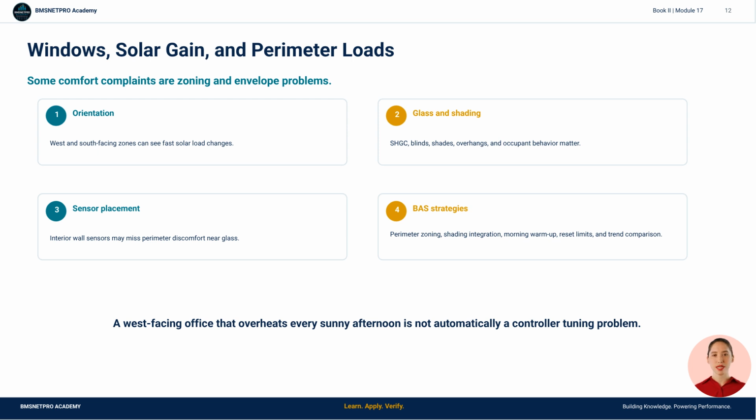Windows transfer heat by conduction and solar radiation. Solar gain depends on orientation, time, shading, glass properties, and weather. A west-facing office that overheats every sunny afternoon may have a zoning, solar, or sensor placement problem. The BAS can help by comparing trends by orientation, integrating shading where available, adjusting schedules, and applying reset limits, but the root cause may be envelope and zoning.